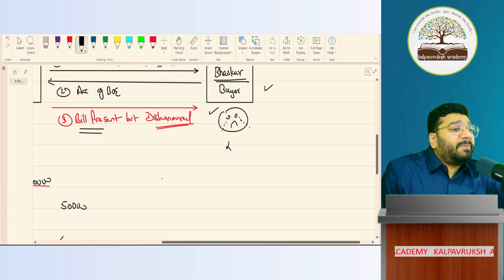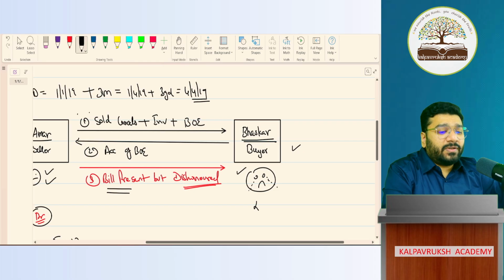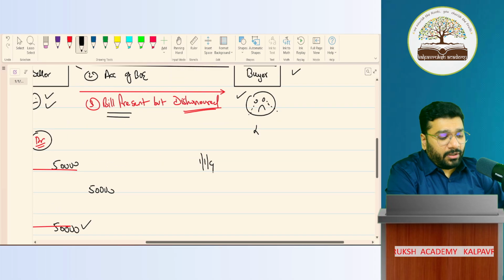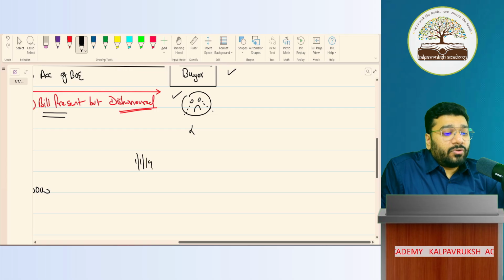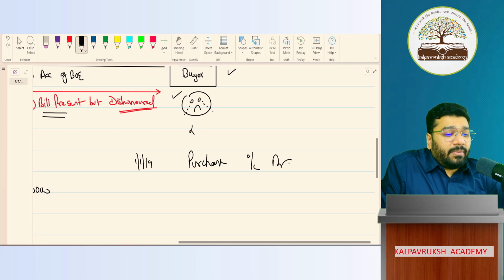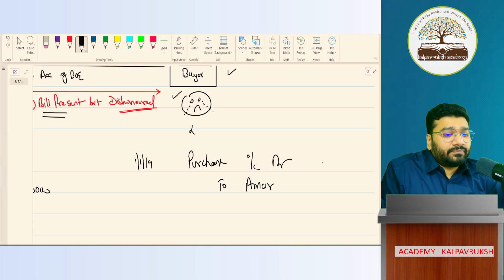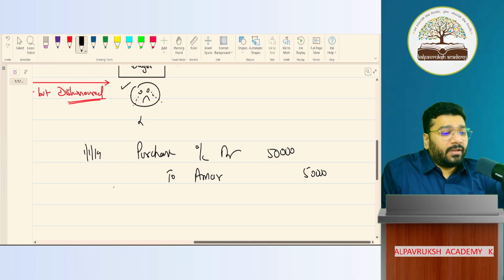Now, the same thing in the books of Bhaskar. On the date of purchase, what is the date of purchase, people? 1 January 2019. On 1/1/19, what is the journal entry for purchase? Purchase account debit to Amar. Purchase to creditor. Who is the creditor here? Amar. How much? 50,000. Any difficulty? Okay.